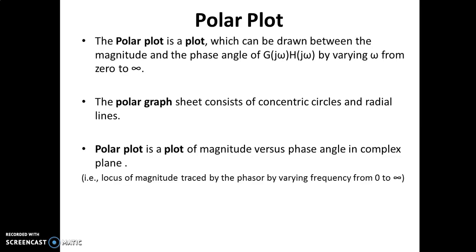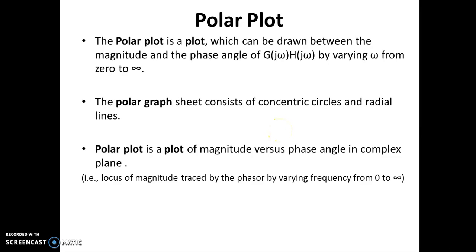A polar plot is a plot drawn between the magnitude and phase angle of G(jω)H(jω) by varying the frequency from 0 to infinity. Polar graph paper consists of concentric circles and radial lines. This polar plot is a plot of magnitude versus phase angle in the complex plane. Here we are taking magnitude versus phase in a single graph paper.